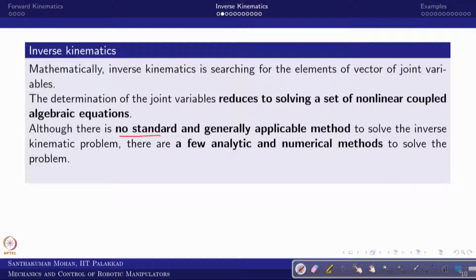In that sense, forward kinematics is very unique, but inverse kinematics is not unique, in the sense there is no standard or generally applicable method. There are several methods, and one of the best is numerical if you go higher and higher, but the analytical method is very useful for control purposes.